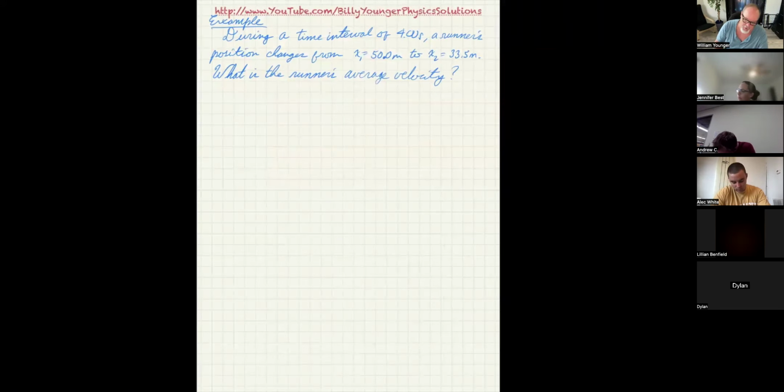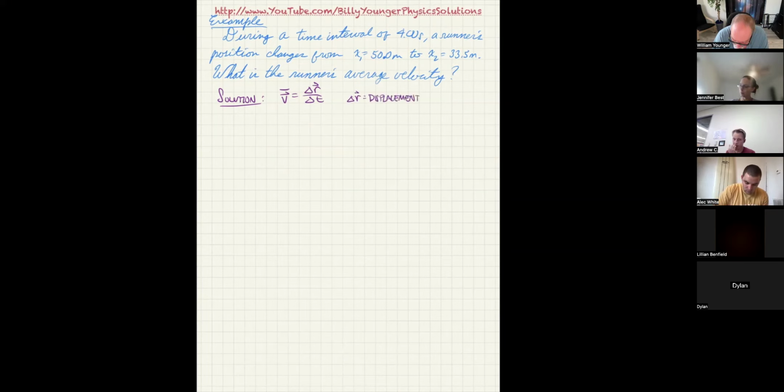So now we have another one. During a time interval of 4.00 seconds, a runner's position changes from 50.0 meters to x2 equals 33.5 meters. Sounds familiar, right? What is the runner's average velocity? So this time I'm going to say solution: V average is equal to delta R over delta T, because we've learned that delta R is the displacement, which is going to be equal to x2 minus x1, basically. And we already know what that is.